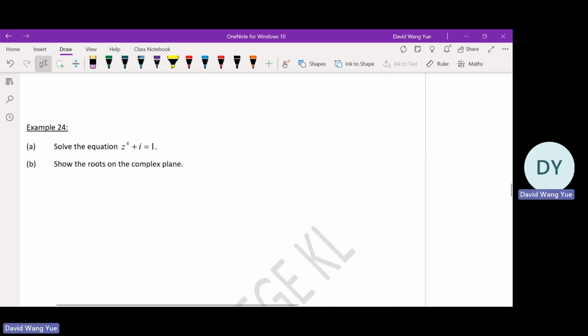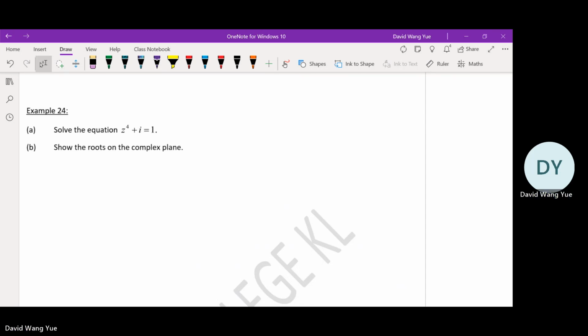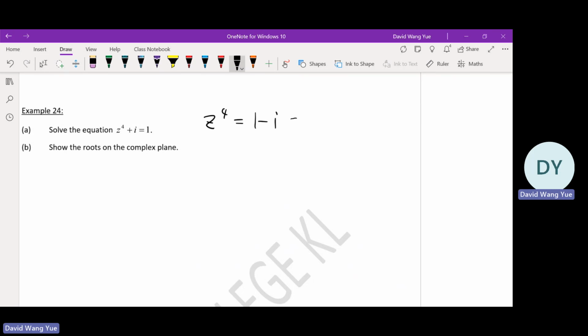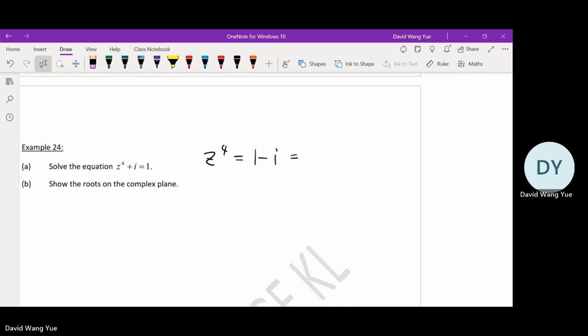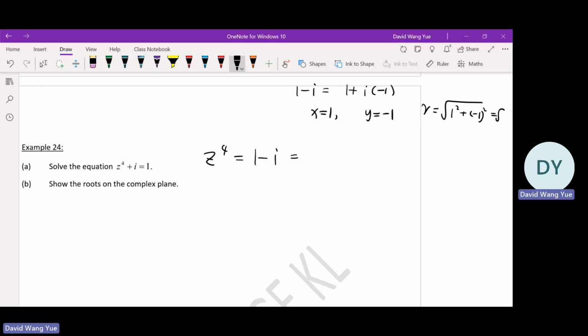Example 24. Solve the equation z^4 plus i equals 1. So this one, z^4 equals 1 minus i. Now, how do we find the first root? This one I have to remember. We first rewrite this in polar form. As you can see, this is 1 plus i times -1. That means the real part is 1, the imaginary part is -1. So the radius will be the square root of x squared plus y squared, which is root 2.